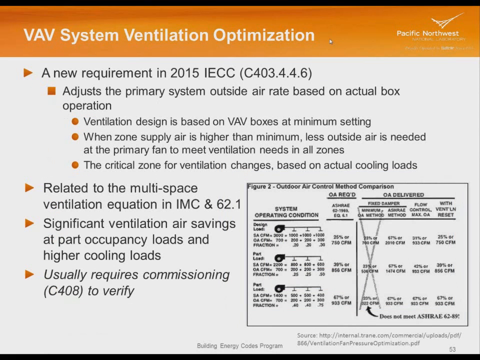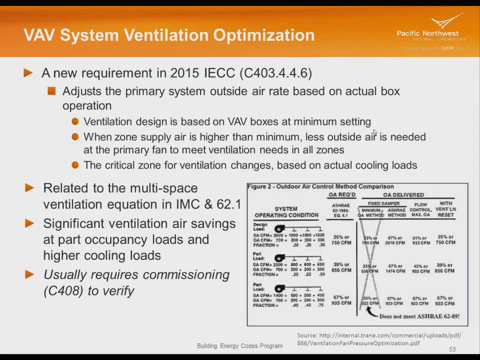Now there's also a new requirement, again, it's been in ASHRAE and got moved over into 2015 IECC this last cycle, for VAV system ventilation optimization. Now frankly, this is a pretty sophisticated control algorithm. Modern DDC systems can handle it. Basically, what we're doing is the ventilation design is based on VAV boxes all at their minimum setting, right? So my critical zone is, I'm setting my outside air back at the central unit, at the secondary main unit there, supplying the air to all the zones based on this minimum setting.